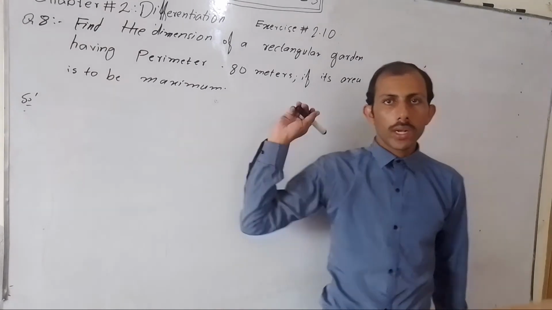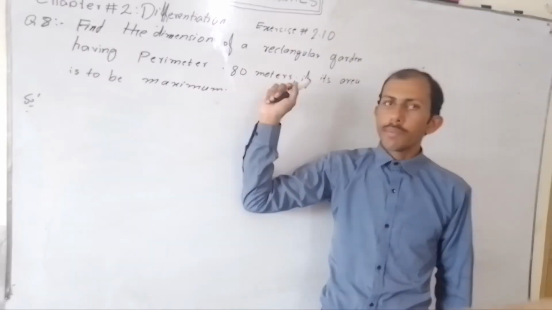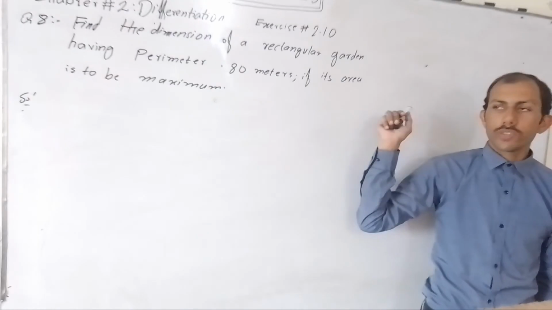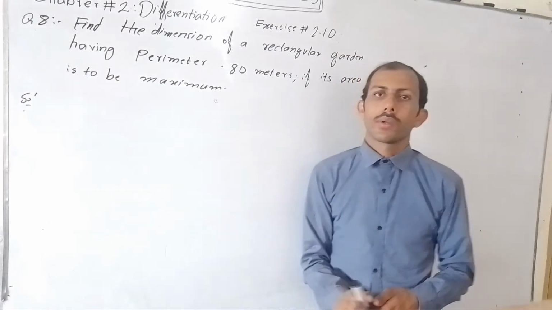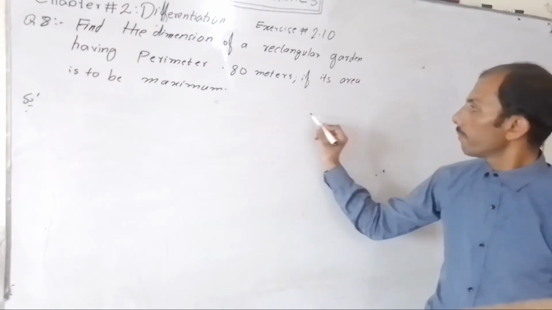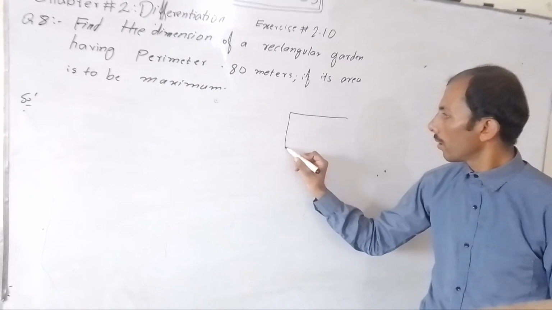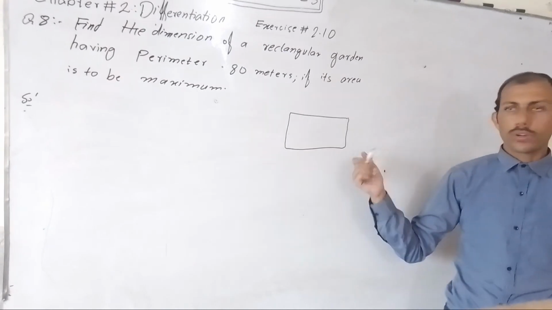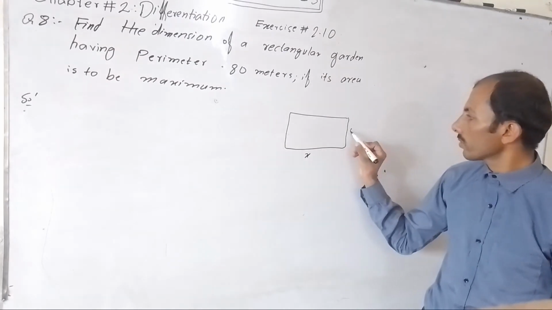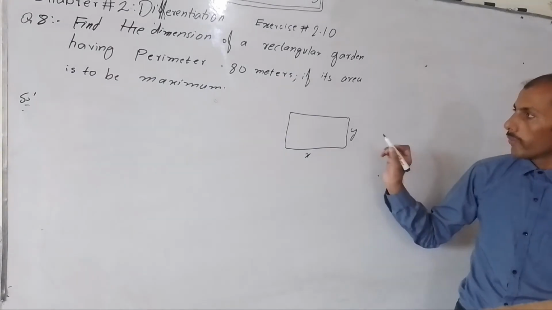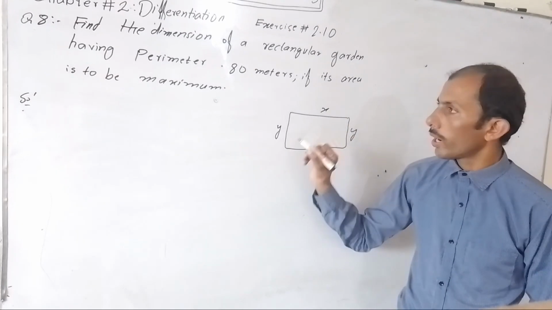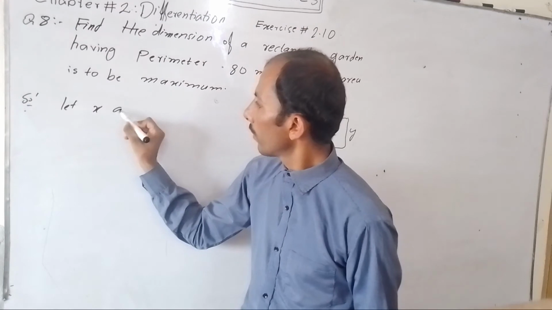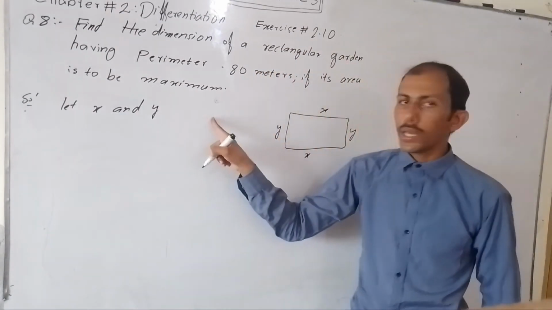Dear student, next question number 8. Find the dimension of a rectangular garden having perimeter 80 meters if its area is to be maximum. First of all, we draw a rectangle. Area of rectangle is equal to side times side. It means one side is x and the vertical side is y. Let x and y be the required dimensions.